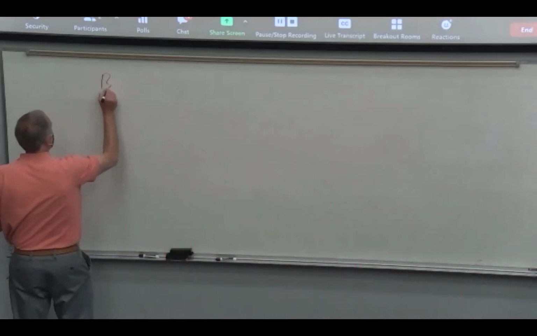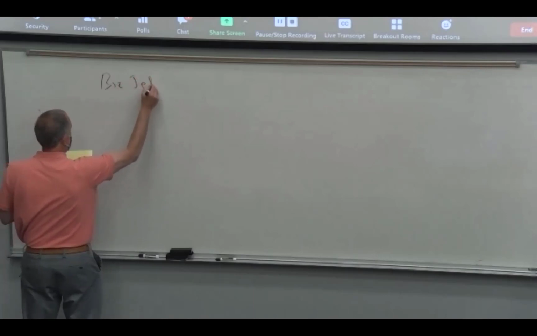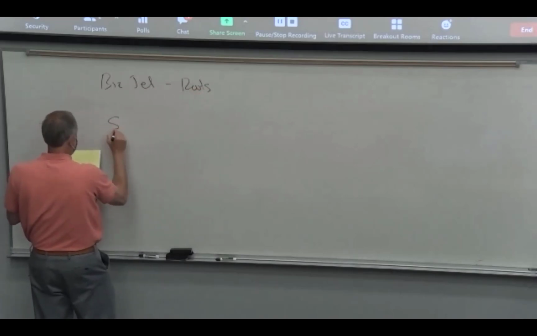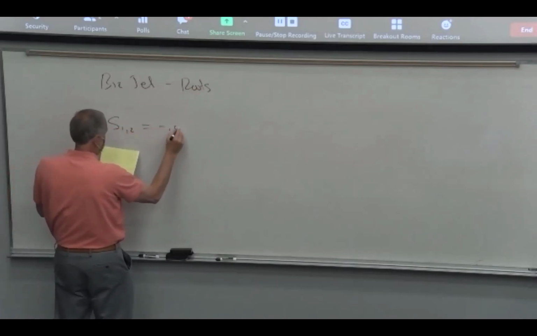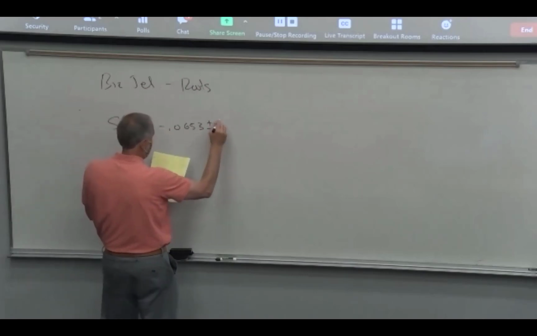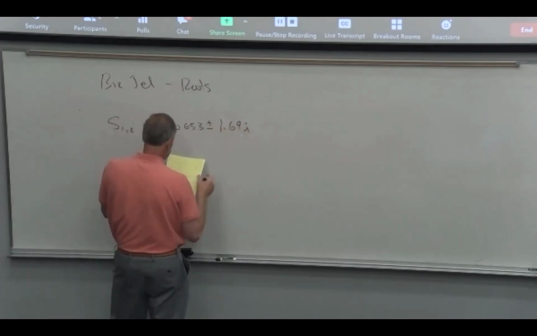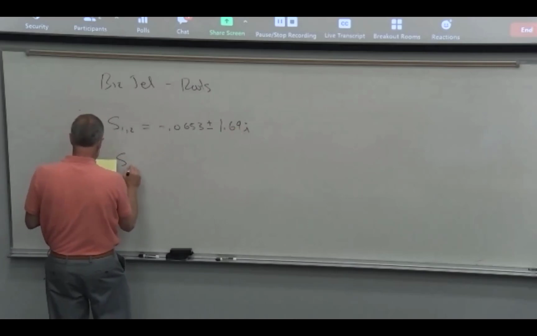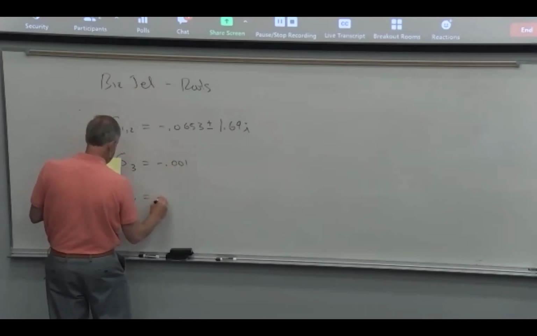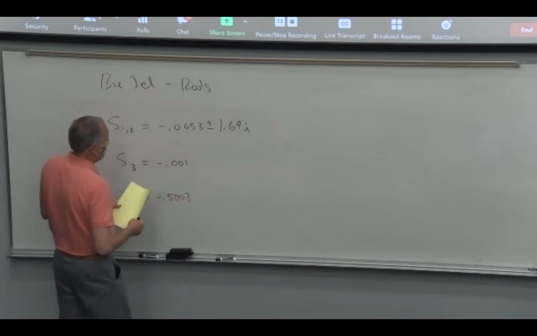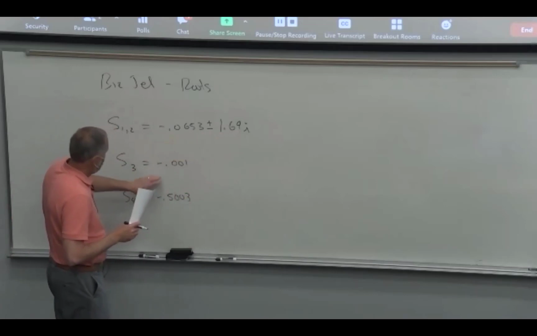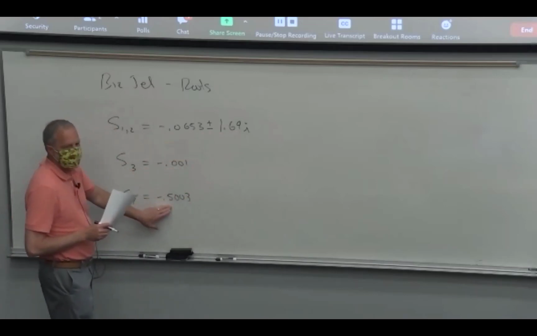So for the biz jet, we have these routes. And we talked about how this is obviously oscillatory because it has an imaginary part. This is barely damped, and this is highly damped.